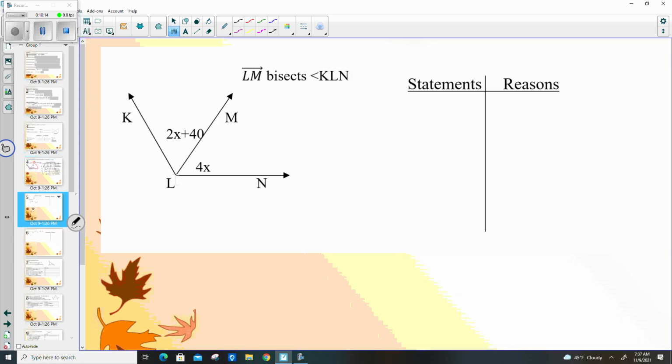All right, we're going to do another geometry one. Start out with a geometry concept, end in an algebra proof. Up above there, it tells me that ray LM bisects angle KLN. What does bisects mean?